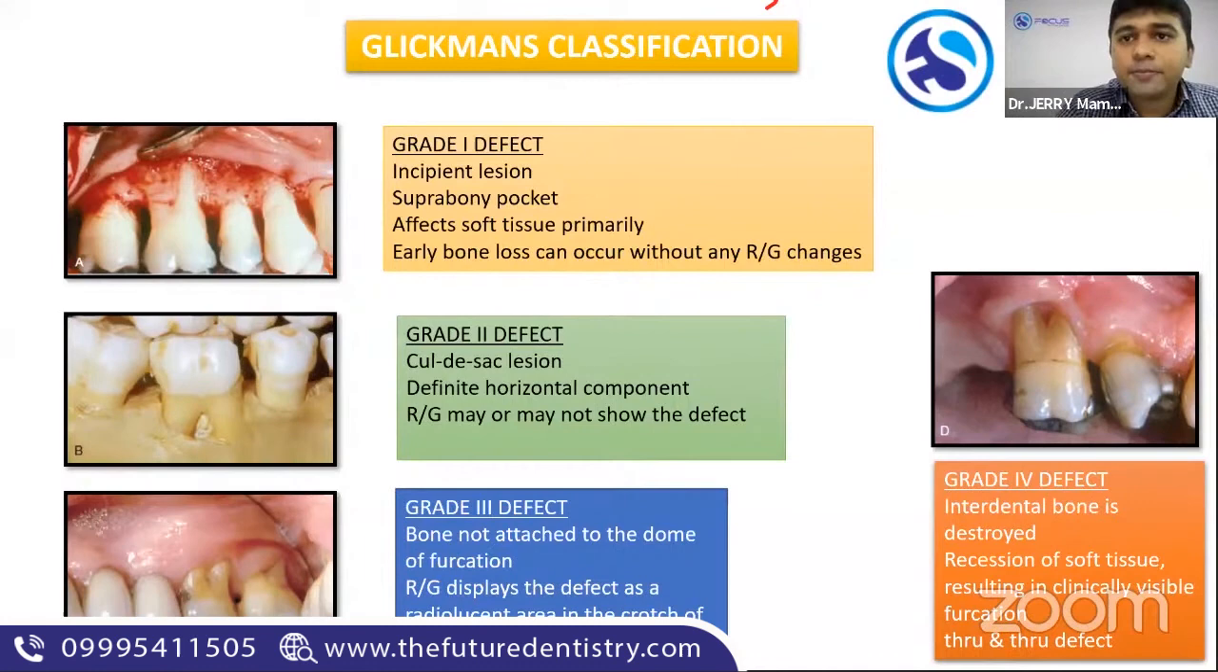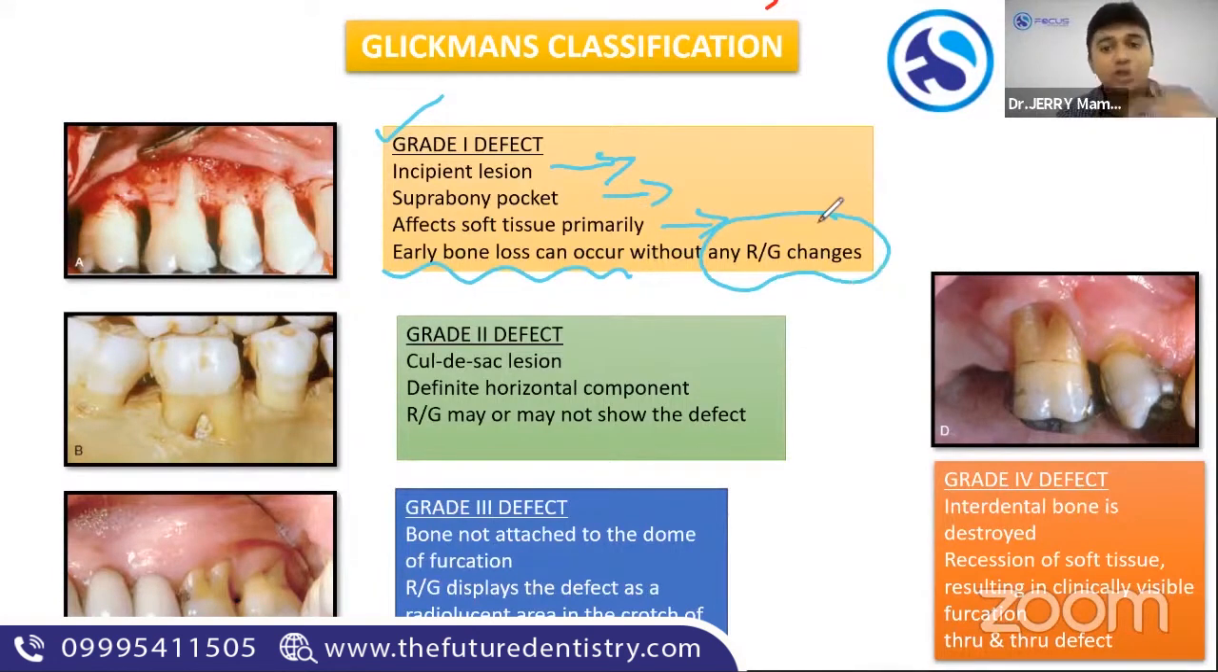Look at grade one furcation. It's an incipient lesion. So anywhere you see incipient lesion in the definition, you know it is a grade one defect. Supra bony pocket is present. Mostly affects your soft tissue. Early bone loss can occur. There will be no radiographic changes. So this is a grade one furcation.